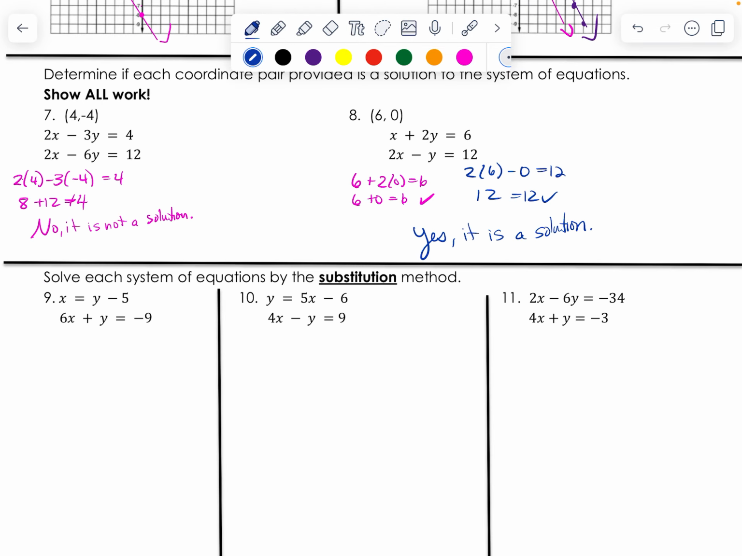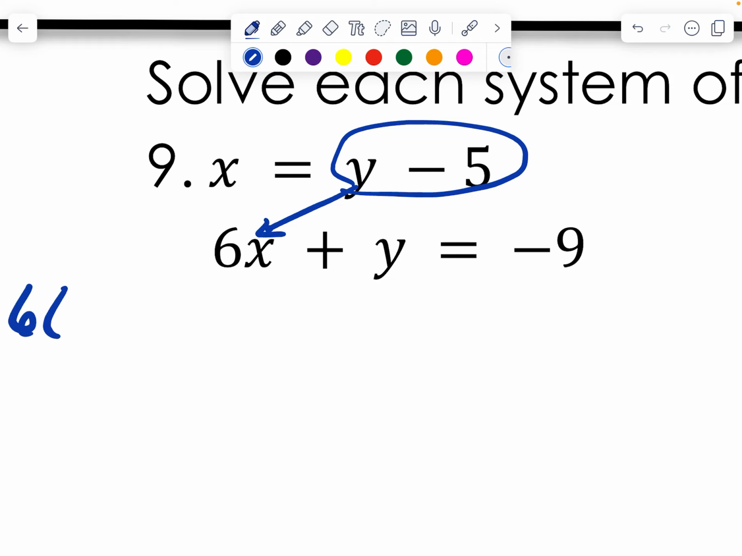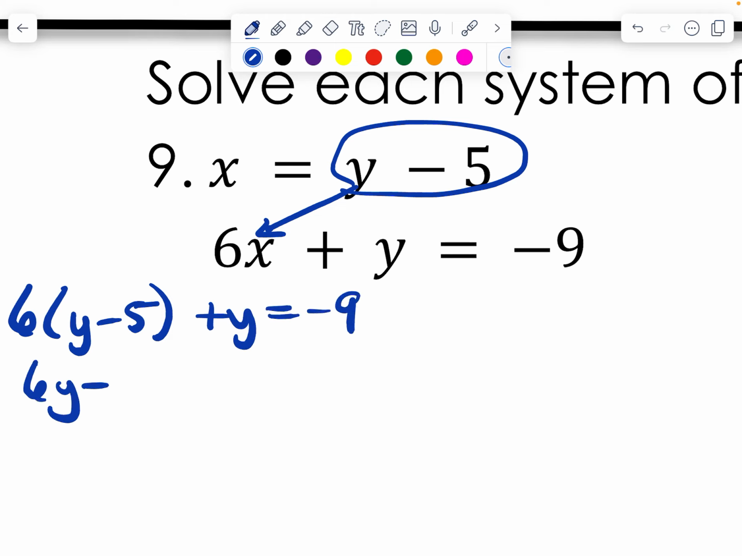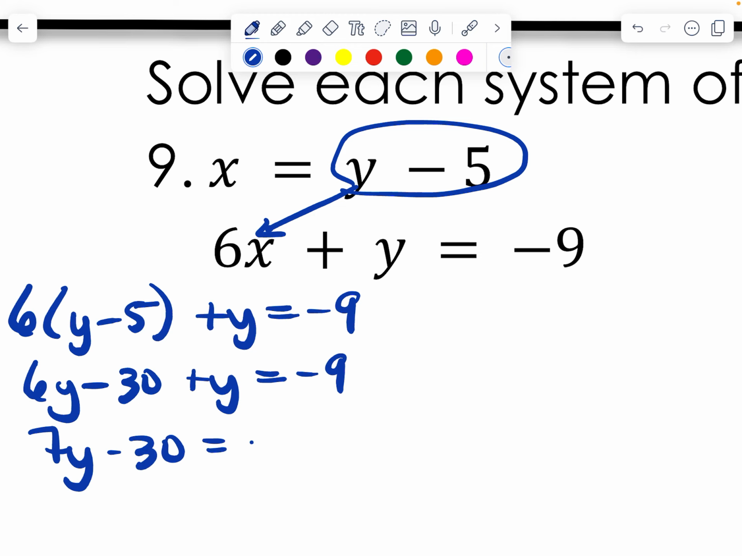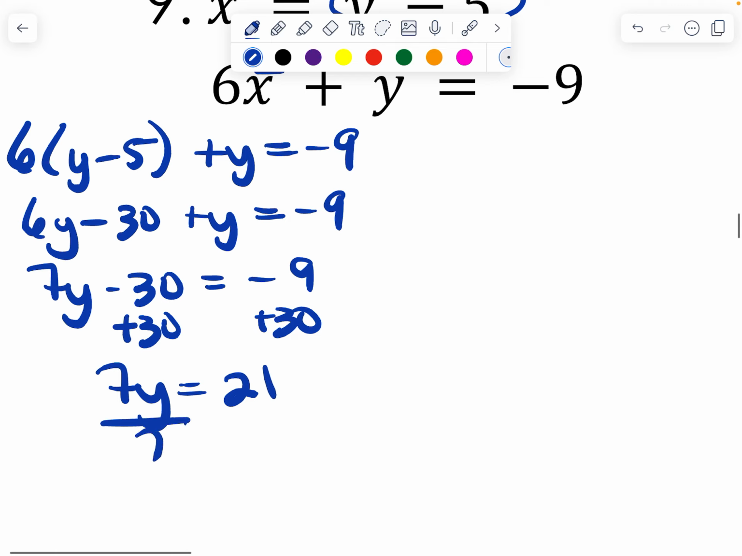Okay, solve by substitution. So I'm going to take this right here and plug it in for x. So 6 times y minus 5 plus y equals negative 9. 6y minus 30 plus y equals negative 9. So 7y minus 30 equals negative 9. I add 30 to both sides. I get 7y equals 21. Divide by 7 and get y equals 3.